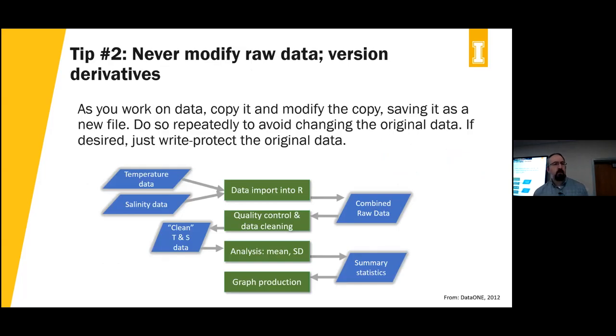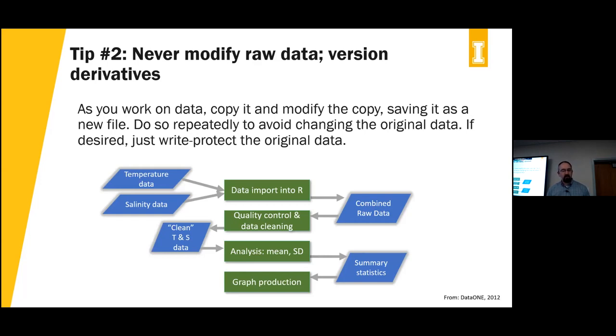Tip number 2 is to try not to modify your raw data if at all possible. And after you refrain from modifying your raw data, version your derivatives. So what does all this mean? On the screen here, you'll see an example of a typical kind of process. Somebody had a couple of data sets, temperature and salinity data. They work through these different stages, and their data set takes on different forms at different stages through the process.